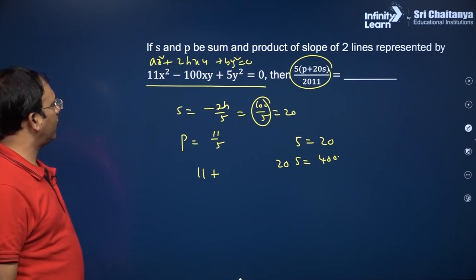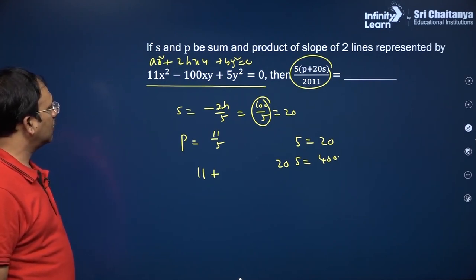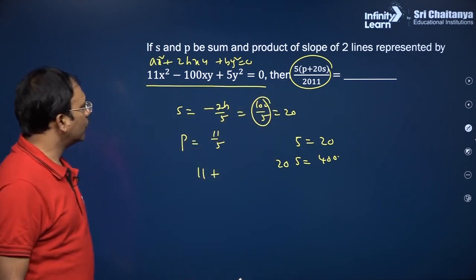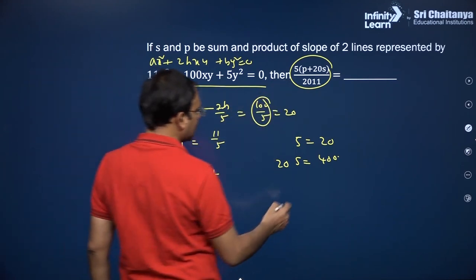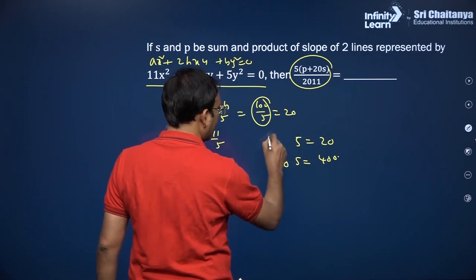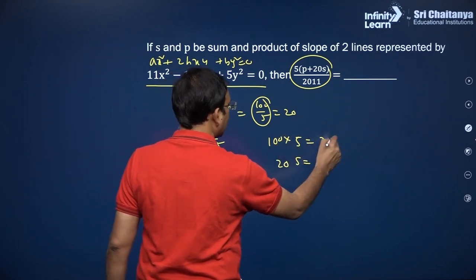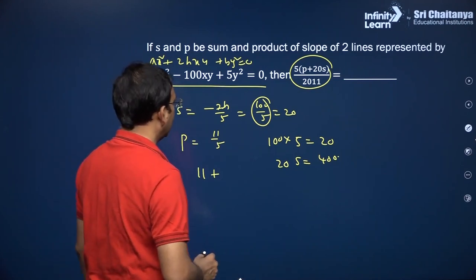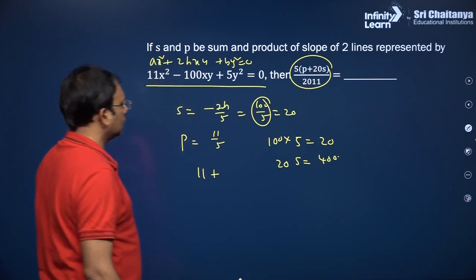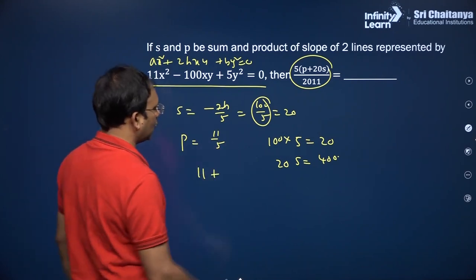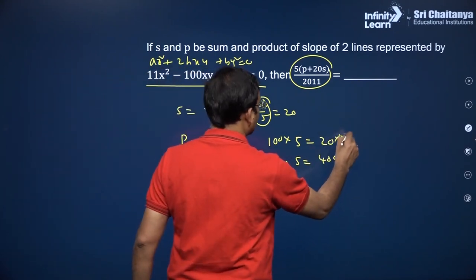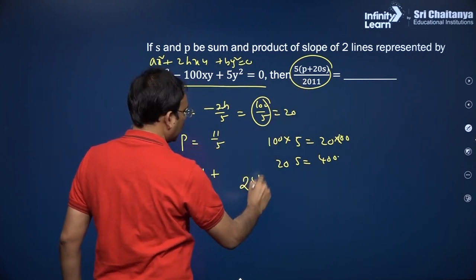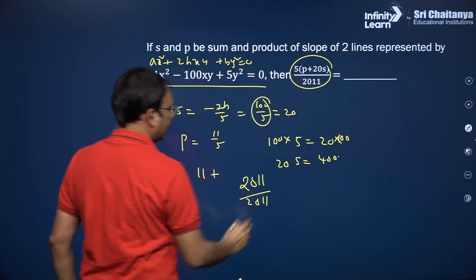Okay. S is going to be the sum. P is actually given here, 11 by 5 into 5, 11. You are going to 20 into 5, 100S you want. Into 5, 100S means you have to write 20 into 100, 2000. So, my dear friends, this is 2000 plus 11, 2011 by 2011, which is 1, my dear friends, the answer.